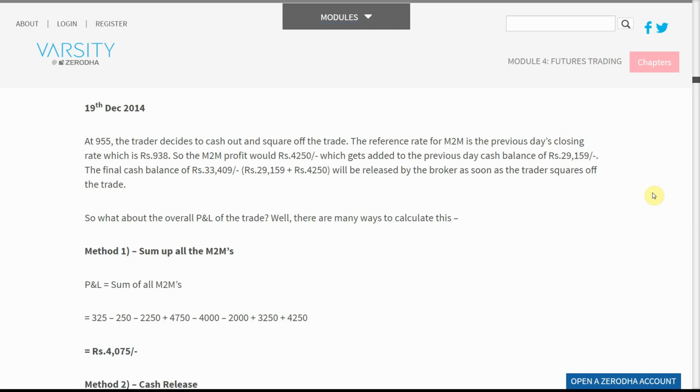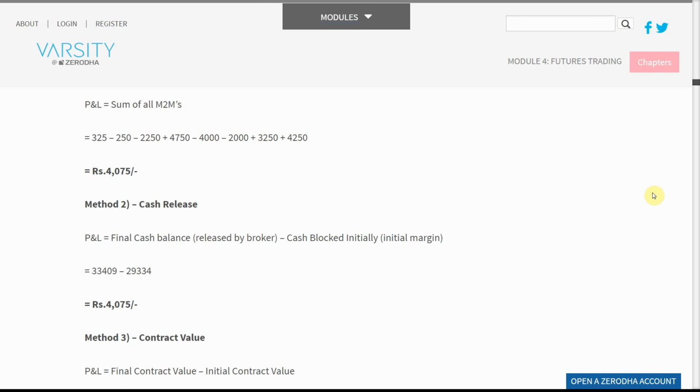So what about the overall P&L of the trade? Well, there are many ways to calculate this. Method 1. Sum up all the M2Ms. P&L equals sum of all M2Ms, equals 325, 250, 2,250 plus 4,750, 4,000, 2,000 plus 3,250 plus 4,250, equals 4,075 rupees per lot.